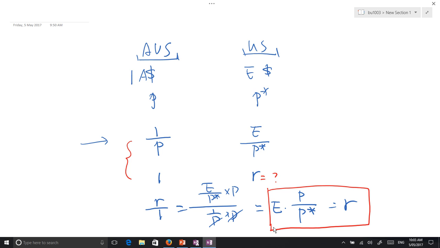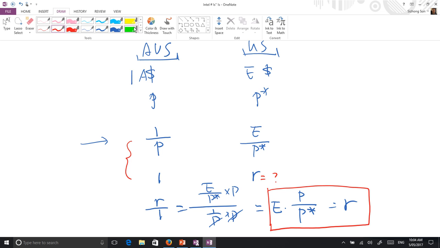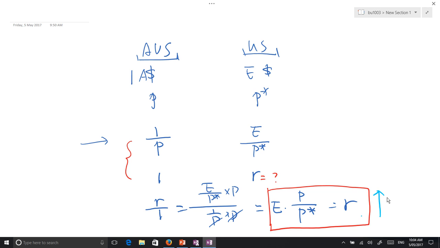Similar to the nominal exchange rate, for the real exchange rate we can have a real appreciation or real depreciation. If there's a real appreciation, then if this increases, this means that one unit of Australian goods can exchange for more units of US goods. Or in other words, Australian goods become relatively more expensive. If there's a real depreciation, now 1 unit of Australian goods can exchange for fewer units of US goods, or equivalently, Australian goods become relatively cheaper.